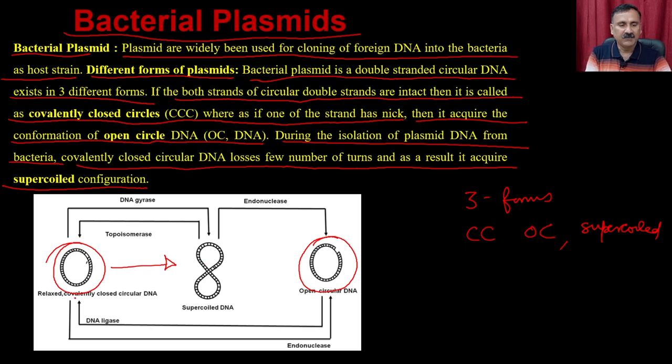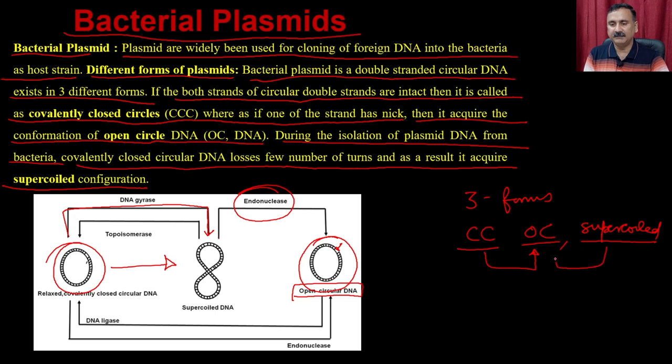For example, if you have covalently closed circular DNA and you incubate it with DNA gyrase, the gyrase is going to induce additional turns, and that is how it is converted into supercoiled DNA. But if you take the supercoiled DNA and incubate it with an endonuclease, it is going to cause a nick, and that is how it gets converted into open circular DNA, and so on. So all these three forms, the covalently closed circular DNA, open circular DNA, and supercoiled DNA, are interchangeable with the help of different types of enzymes.